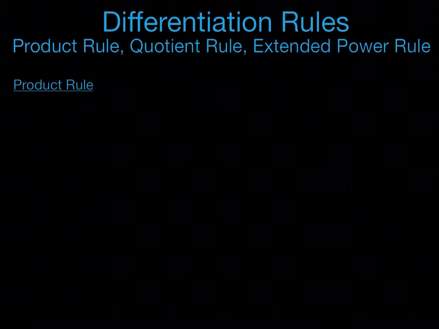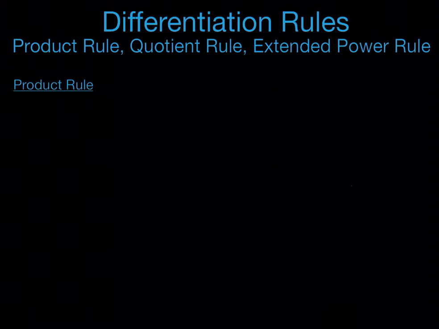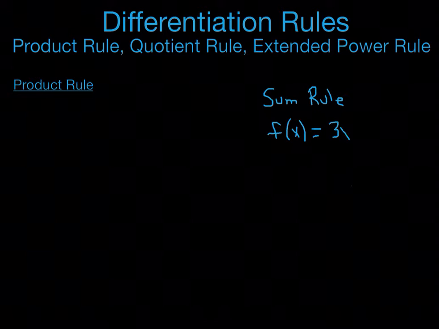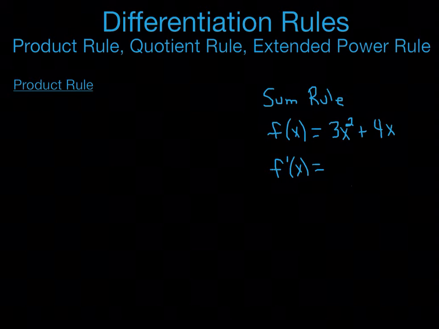Just a quick review from a different video. The sum rule stated something like this: if we have a function f of x equal to 3x squared plus 4x, then the derivative is simply the derivative of the first term, which would be 6x using the power rule, and then 4. So you take the derivative of the first, add to it the derivative of the second.